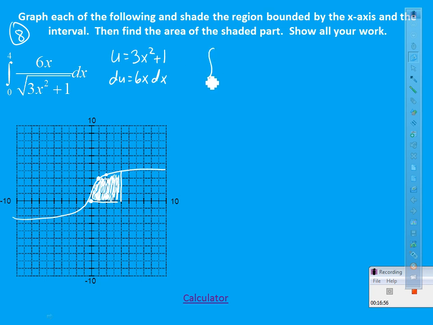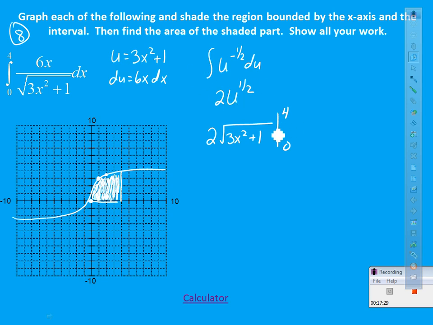So this becomes the antiderivative of u to the negative 1/2 du. Make sure, since this was in the denominator, that you moved it up and made it negative 1/2. Let me add 1, multiply by the reciprocal. And remember, guys, on these, when it's closed, when it's a definite integral, I don't need the plus c. So here goes. I now have 2 times the square root of 3x squared plus 1, and I need to evaluate that from 0 to 4. So I added 1, multiplied by the reciprocal. I had nothing out here.